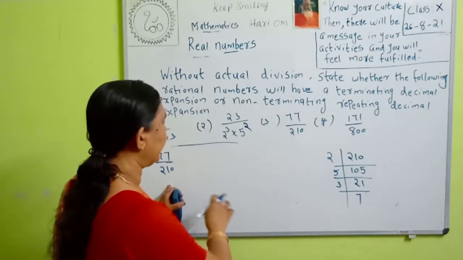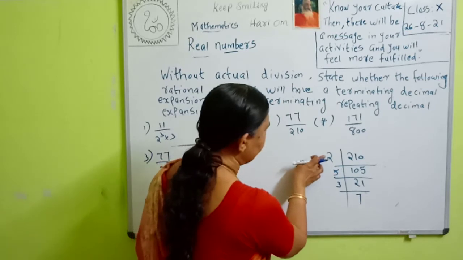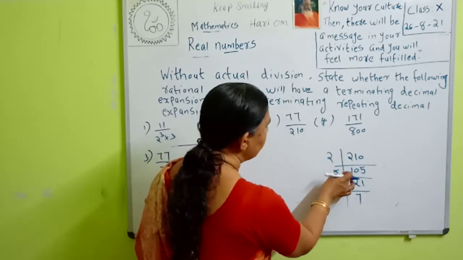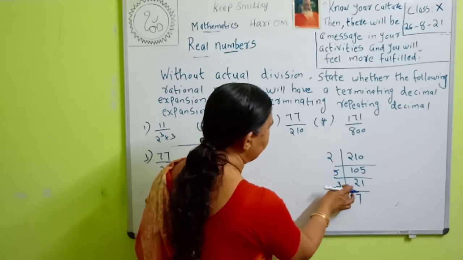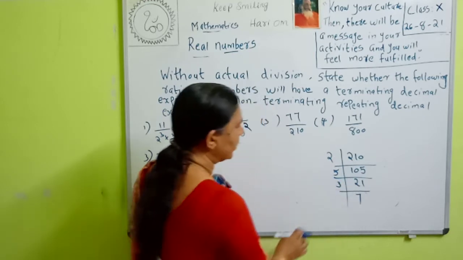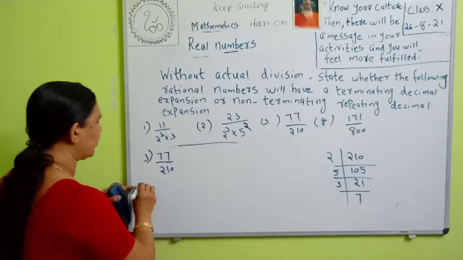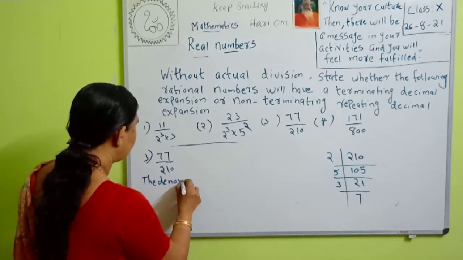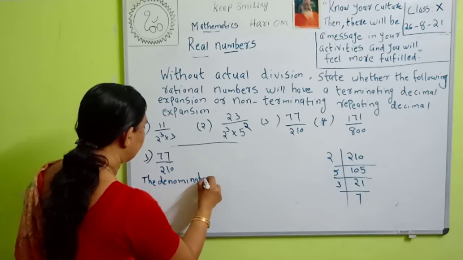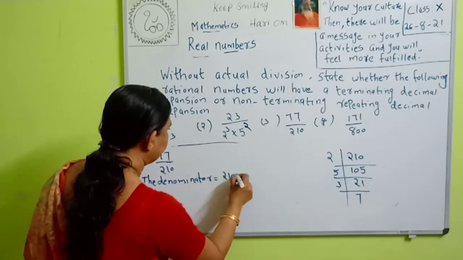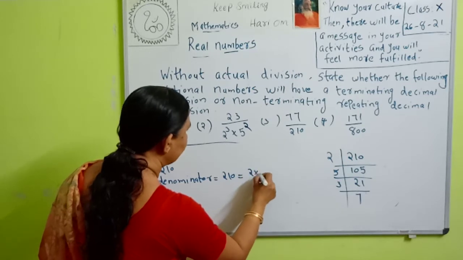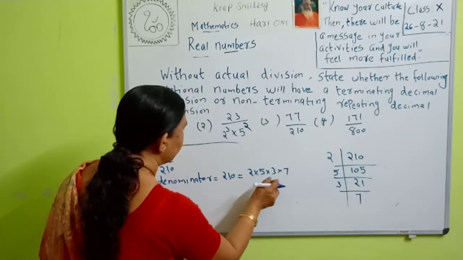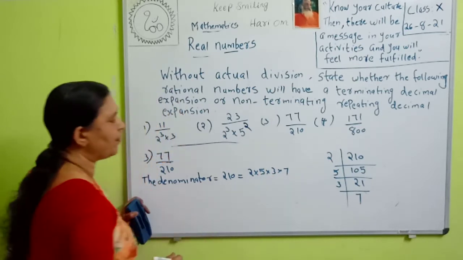Here 210, what do we get from factorization? First we divide by 2, then 105. Then we divide by 5, then 21. Then divide by 3, then 7. Then what is the factorization of the denominator? Denominator is equal to 210, that is equal to 2 into 5 into 3 into 7.